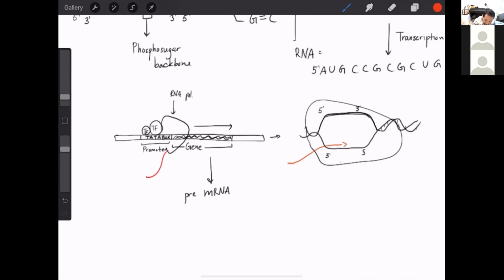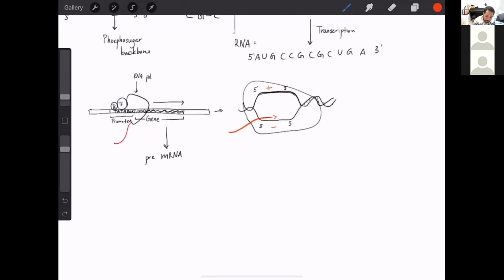So this is going to be the coding strand. This is going to be the template strand. And the new RNA that we're making is going to be complementary to this template, which is going to be identical to the coding strand right there, minus T's being used. Okay, so that's what's going to happen here.